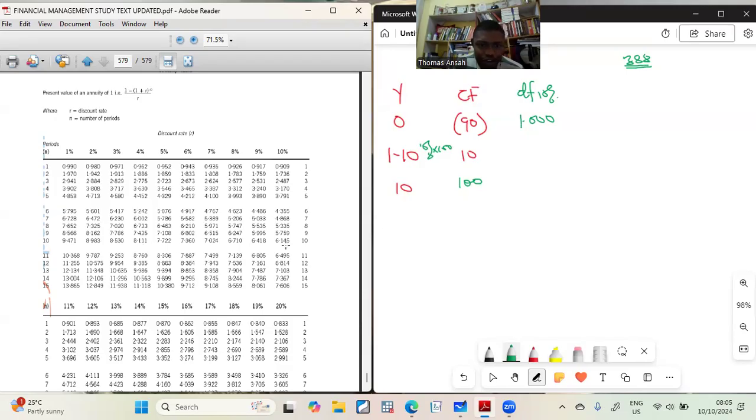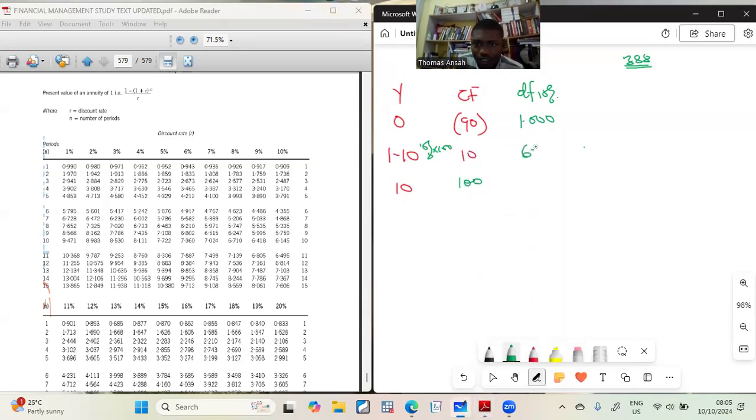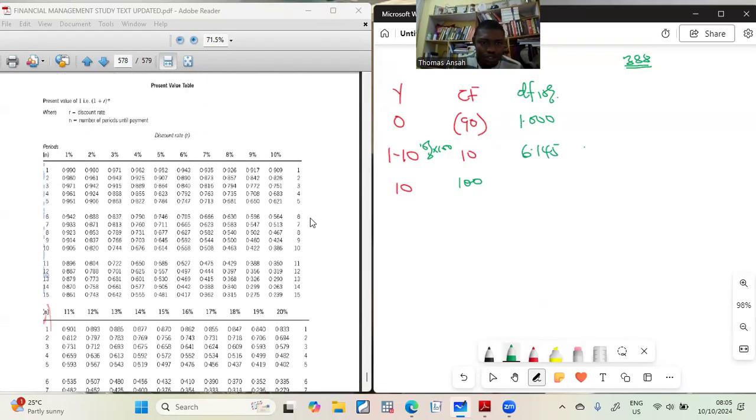That is 6.145. And on the 10th year, what is the discount factor for the 10th year? So I'll come to the 10% discount factor for 10 years, which is 0.386. That's what it reads. All right. So then I'll get my PVs. Okay, so let's go on.